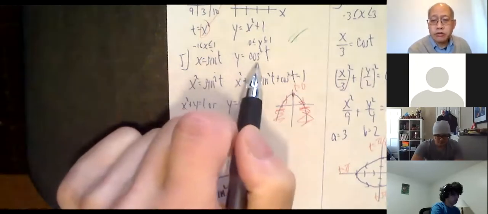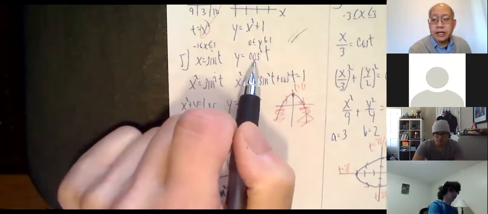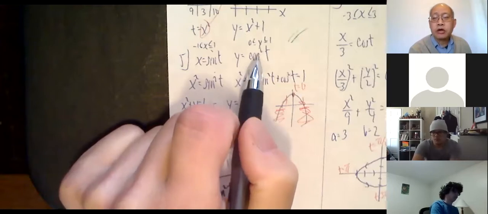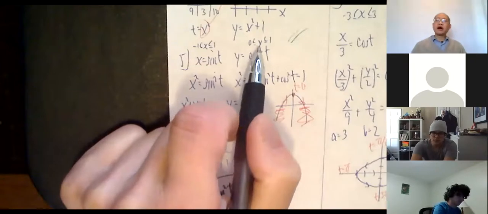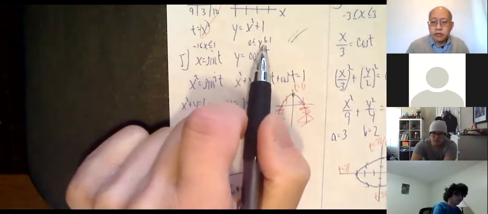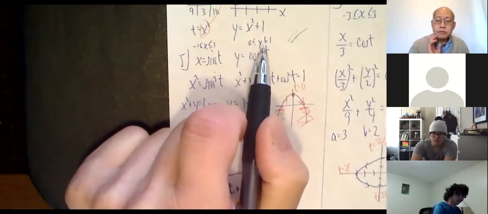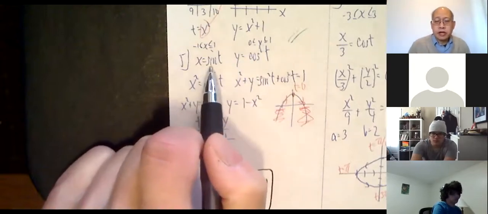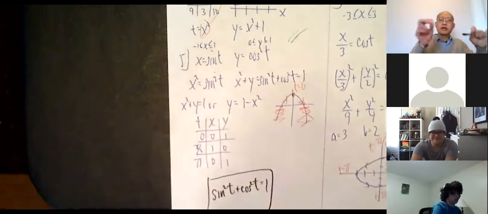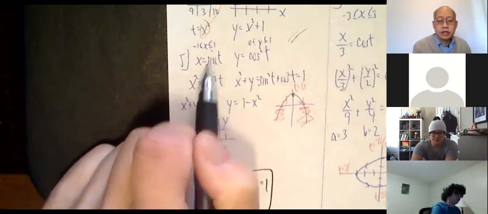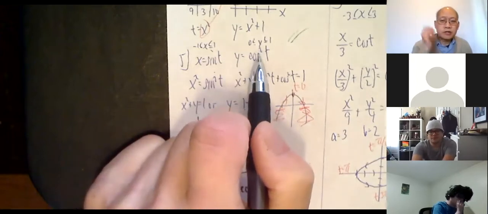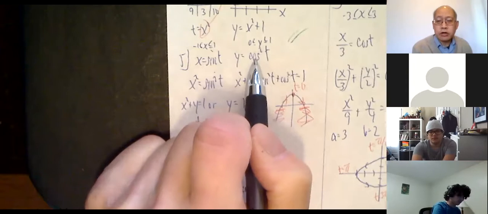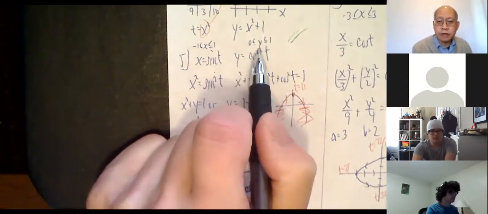Y is cosine squared t. Now cosine lies between negative 1 and 1. Cosine squared can no longer be negative. So that means y can only be between 0 and 1, inclusive. One more time, restriction on sine. If you think back to the unit circle, both sine and cosine can only give you stuff between negative 1 and 1. So that means x is between negative 1 and 1. But now that you square cosine, you can no longer have a negative. So cosine squared is between 0 and 1.